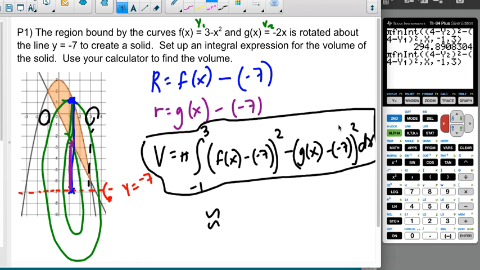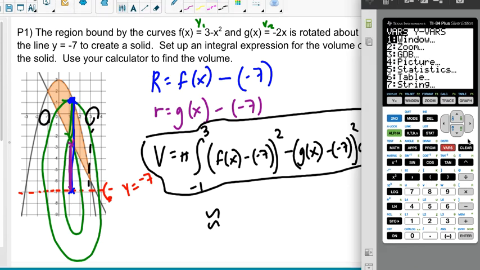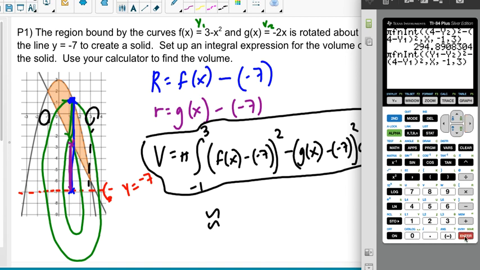Again, if you want to make it a y1 plus a 7, fine. I don't care. So I go to vars. I go over to y-vars. I pick y1, right? Minus a negative, and then I'm going to second insert the 7, right? I'm not going to take any chances. I'm just going to leave it as minus a negative 7.